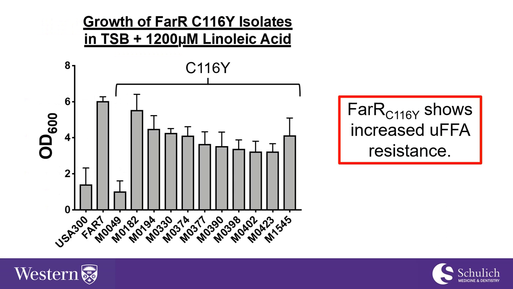An initial minimum inhibitory concentration assay of the FarR C116Y isolates in the presence of linoleic acid demonstrates increased growth, shown by OD600, and thus UFFA resistance compared to USA300 for all isolates except M0049. Sequencing revealed that M0049 does not possess the C116Y substitution. Thus, it possesses wild-type FarR and should display UFFA resistance comparable to USA300. M0182 was also the only isolate to show increased growth and UFFA resistance comparable to that of FarR7.